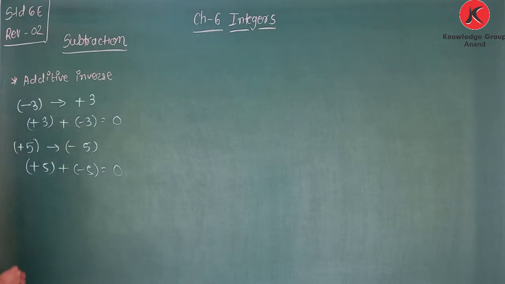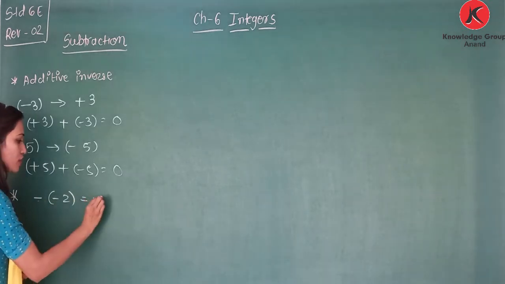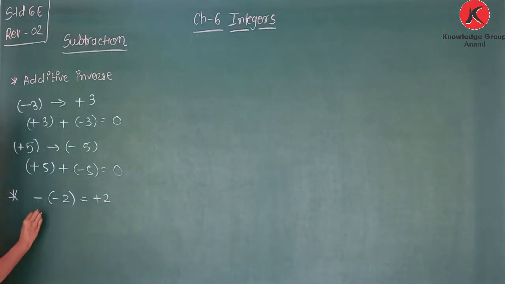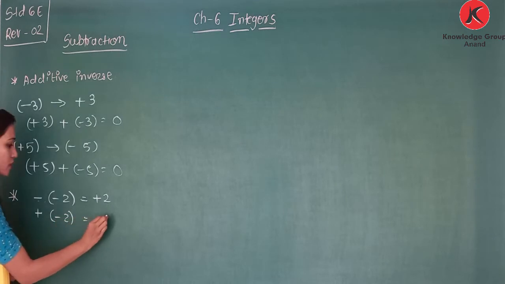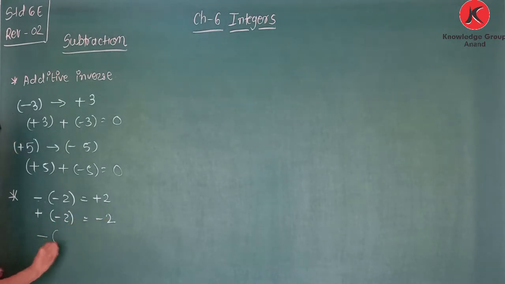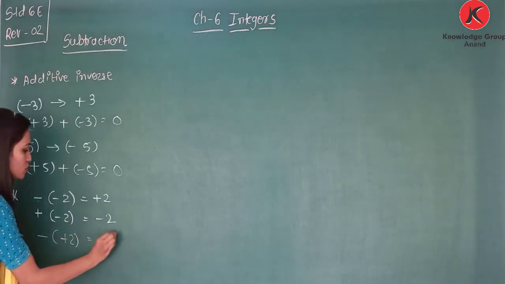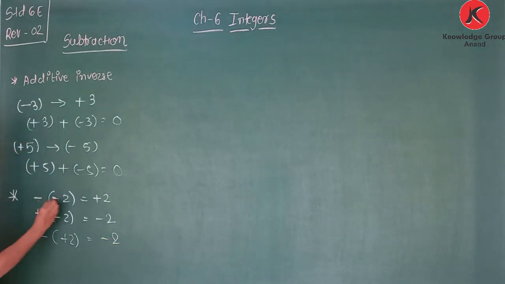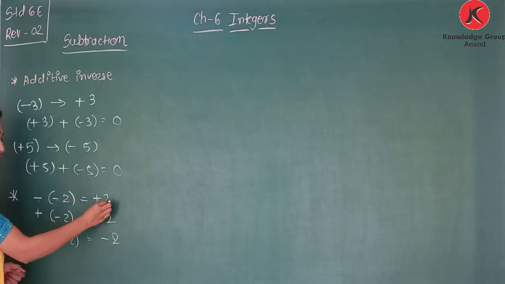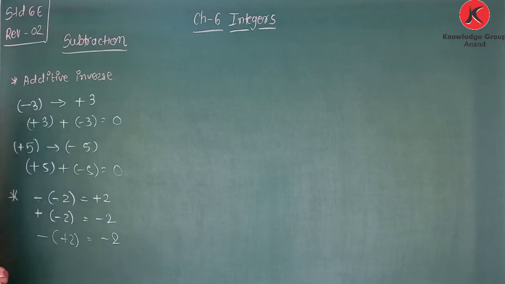One more thing you need to remember: if we have a number with two signs, like minus minus 2, it will be plus 2, and plus minus 2 will be minus 2. If there is a negative sign, then it is also minus. If the two signs are the same, then it becomes plus. So this is additive inverse.